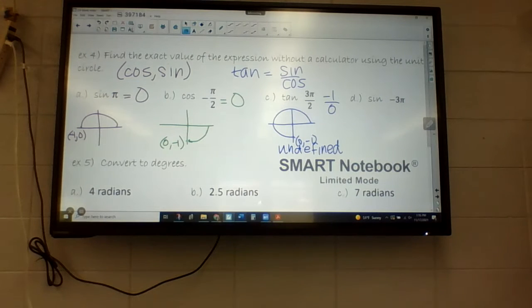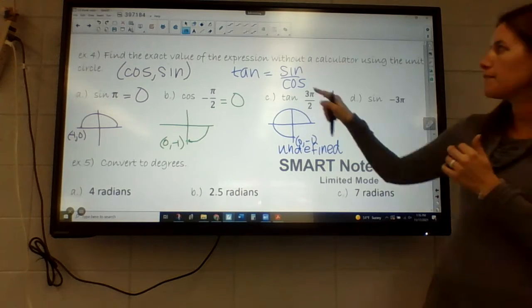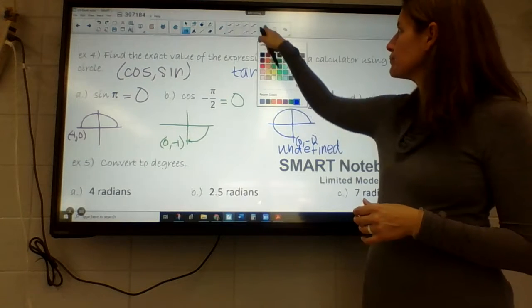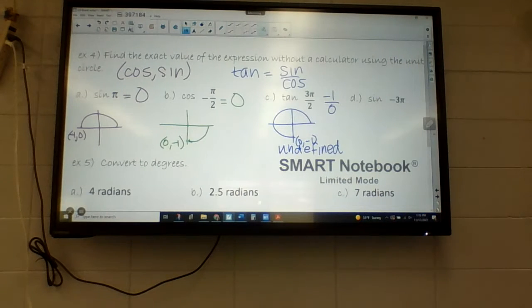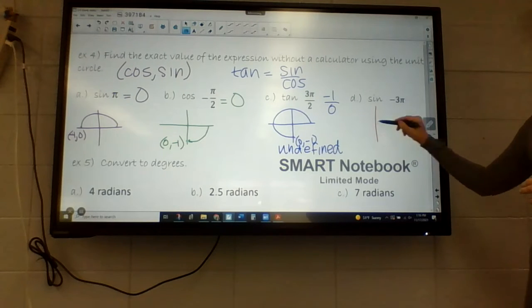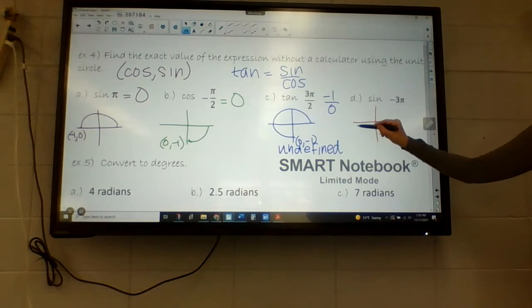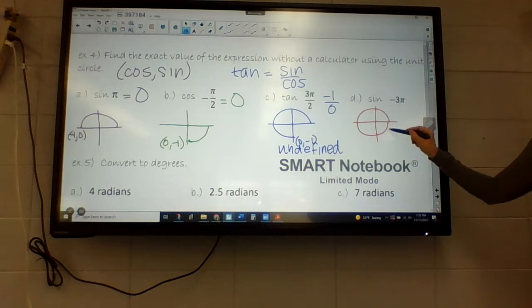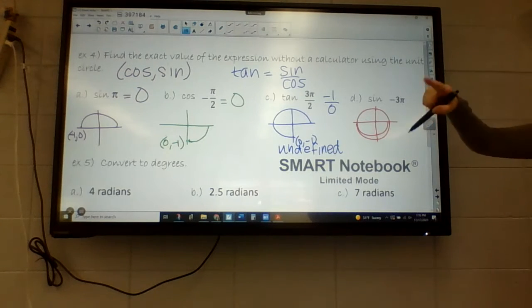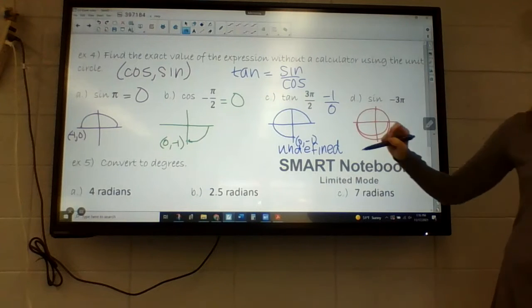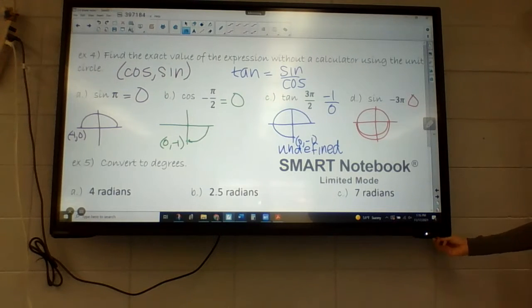All right. And then sine of -3pi. Wait, is it undefined because you can't divide by 0, but when 0 is on top, then it can just be 0? Yes. If you don't know why, ask Siri. So we're going negative this time, so -pi, 1 pi, 2 pi, 3 pi. So we're here, back at the same spot as over there. So again, it is 0.